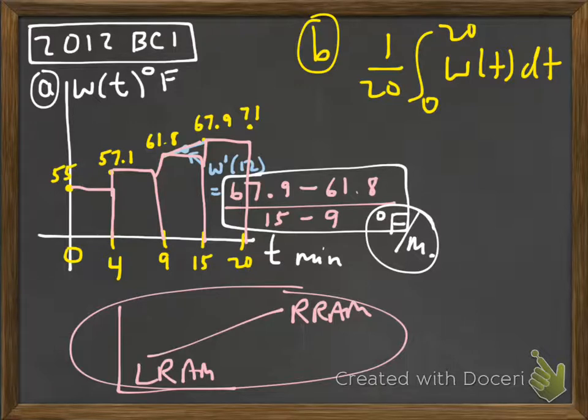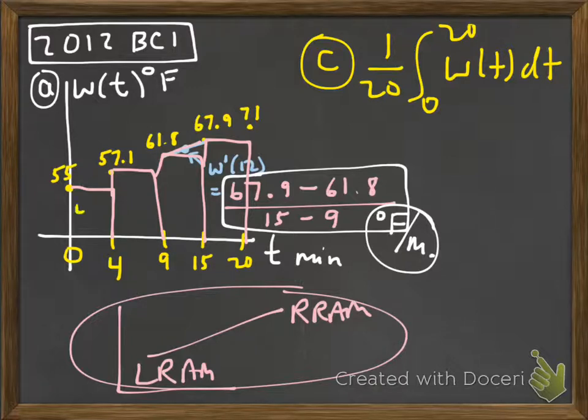Sorry, I was answering part C. So let's actually just change this to part C so I can do that first, since I already started that part. Left Riemann sum, 4 subintervals. So basically what we're going to do here is find the area of each of these guys.